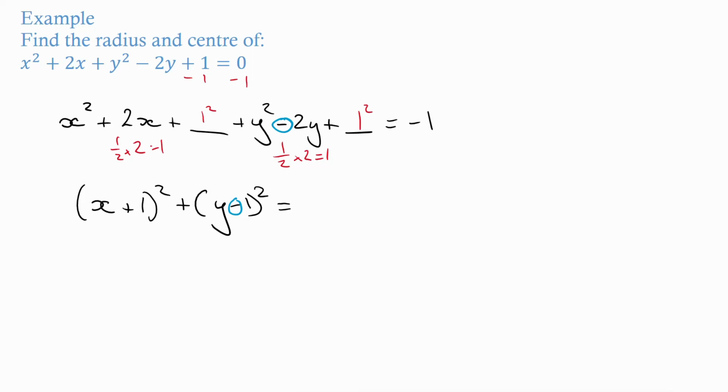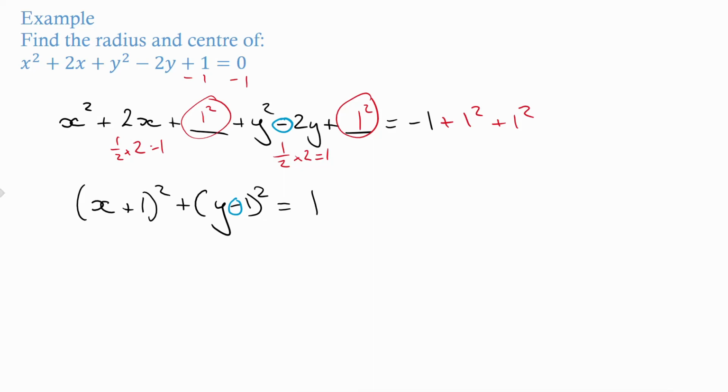Now I can't just randomly do all these things. Notice in the red writing up here, we added those in. They weren't originally there, so what I need to do is also add them over here. So what I end up with is negative 1 plus 1 plus 1. So I end up with 1 there.